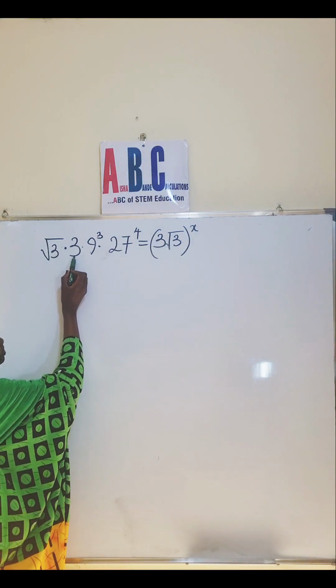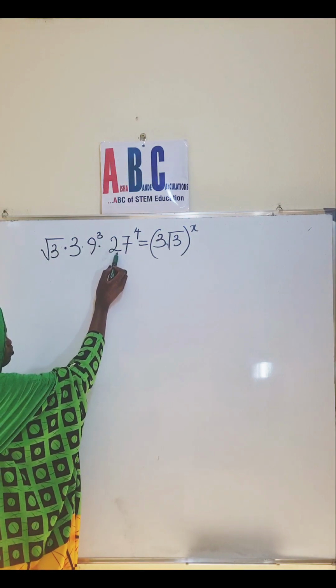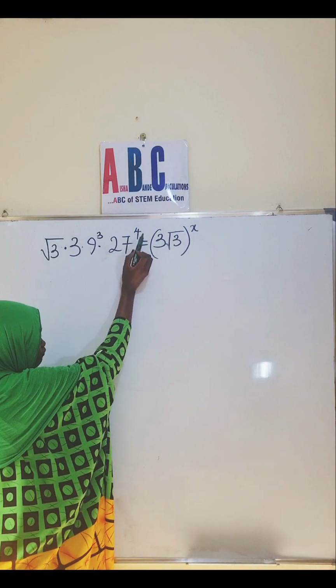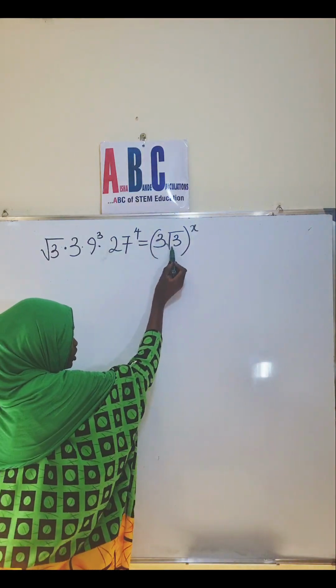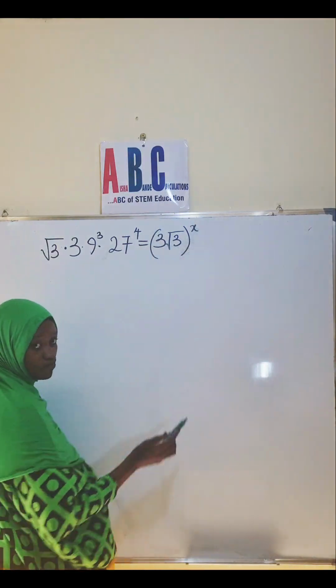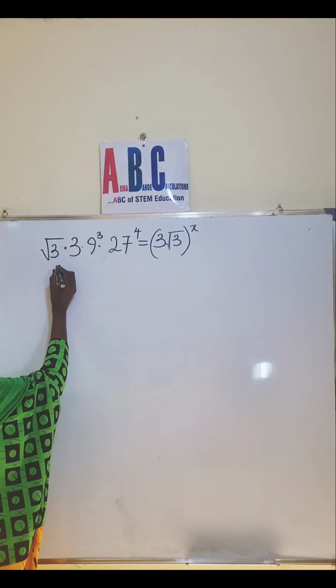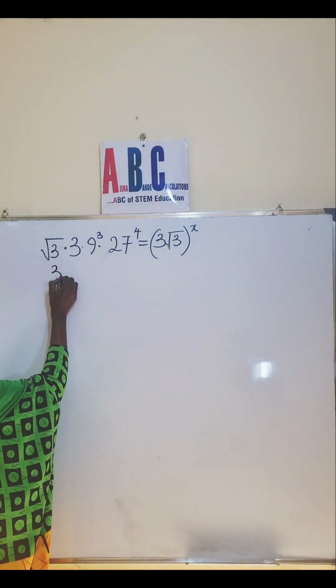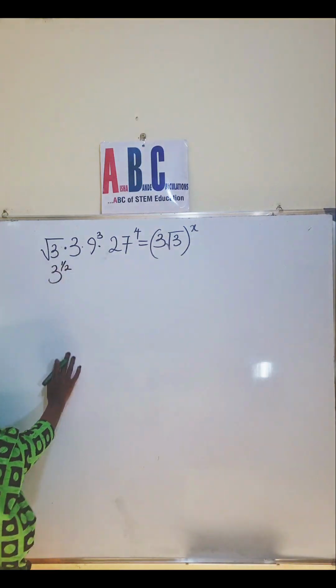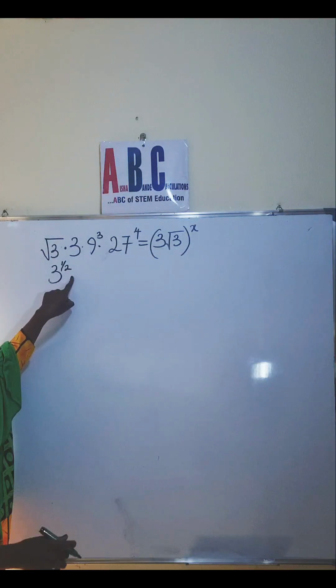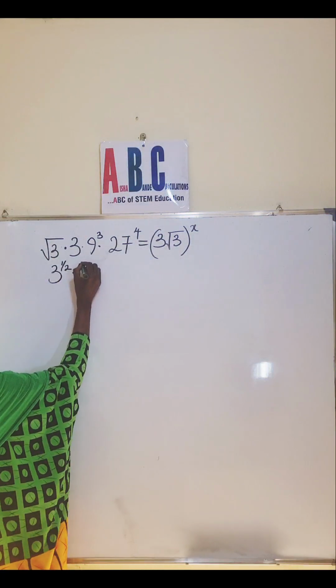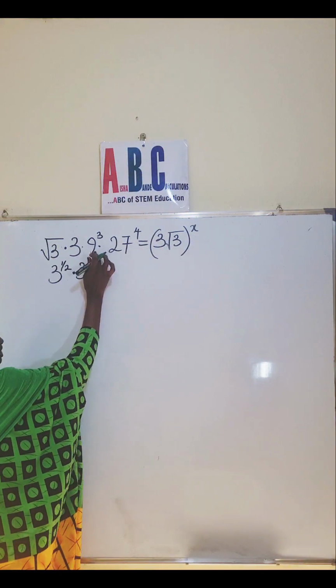of 3 times 3 times 9 to the power of 3 times 2, it is 7 to the power of 4, is equal to, open bracket, 3 root 3, close bracket, to the power of x. Let's find the value of x here. This square root of 3 is the same thing as saying 3 to the power of what? 1 over 2. Because the square root here means 1 over 2 here. Multiplied by 3, multiplied by this 9.